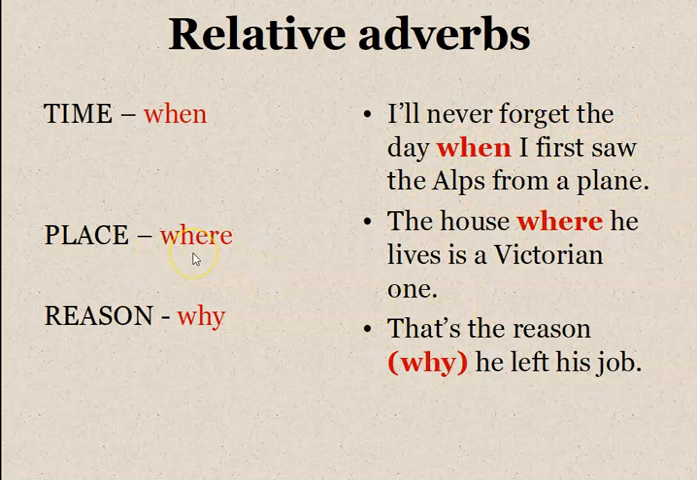For place, we use where. The house where he lives is a Victorian one. For reason, for example, we use why. That's the reason he left his job. Or that's the reason why he left his job. Okay, so I suppose these examples are much easier for you than the previous ones.